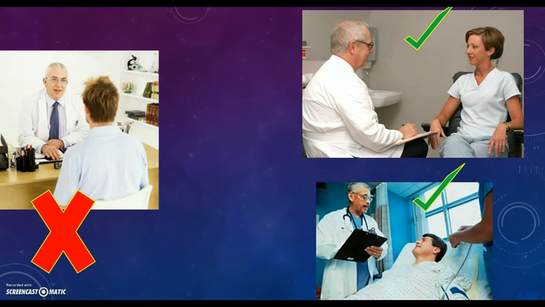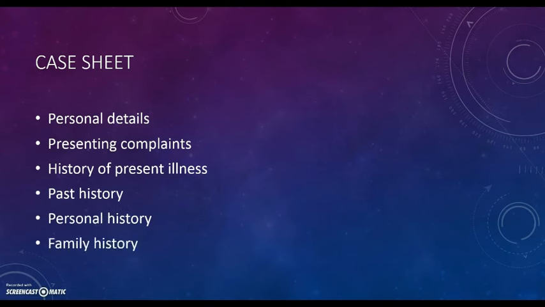While taking history, it is preferable to be closer to the patient rather than across the table. Sometimes while telling their history, the patient cries, and it is better to be closer to comfort the patient, like a touch or a tap on the shoulder. It is better to go in an orderly manner rather than haphazardly, because it will become very difficult to organize later, as at the end of the day you have to write the case sheet and present it. So before going into further details, we will look at our case sheet headings, which will be personal details, presenting complaints, history of present illness, past history, personal history, family history.